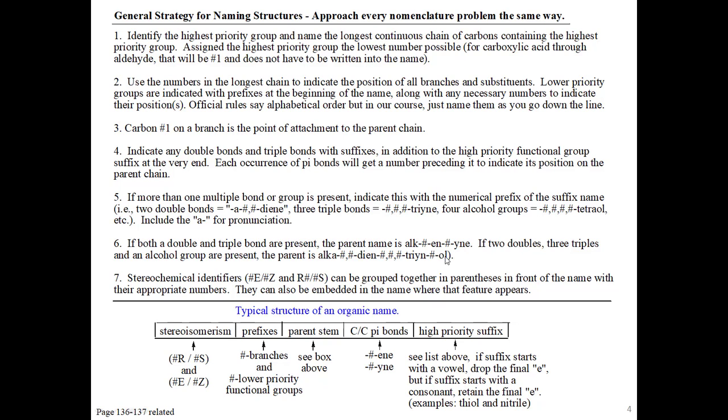Up here, if we had carboxylic acid, we wouldn't put that. We would just put "oic acid," "triinoic acid." Or if an ester, "triine-oate," because they have to be number 1.